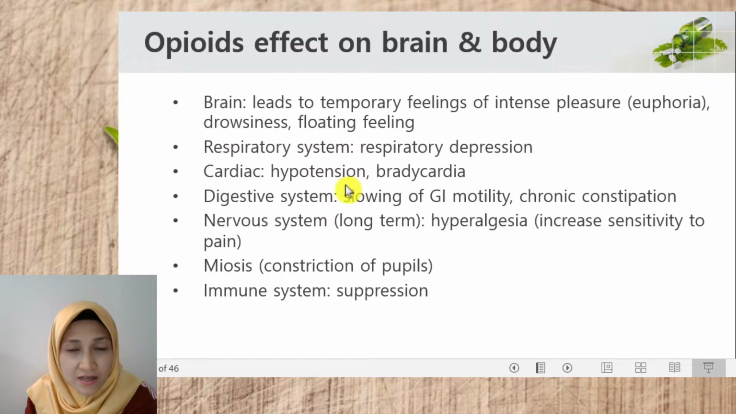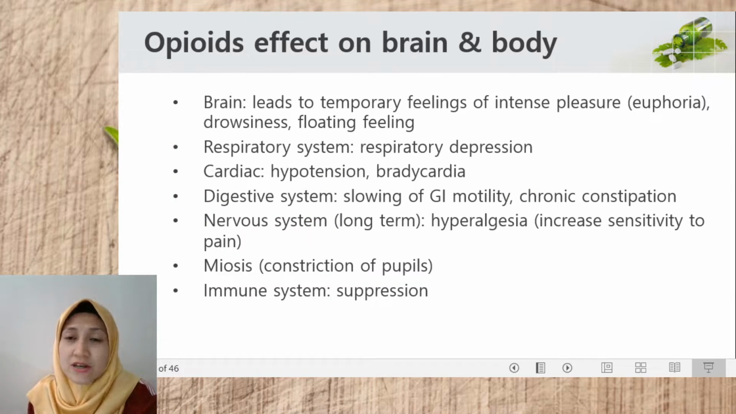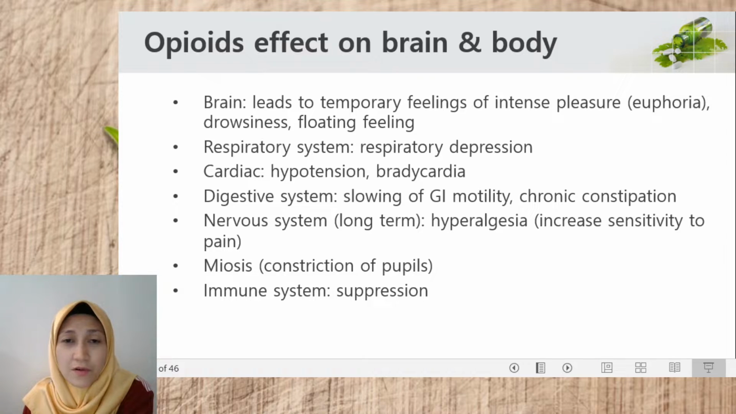And the effect on the cardiac system, it will cause hypotension and bradycardia. Hypotension is low blood pressure. Bradycardia is the slowing down of the heart rate. Opioids also have an effect on the digestive system, in which it will slow down the GI motility, and the users will have chronic constipation. It's not necessarily with the use of morphine or heroin, but also the use of codeine, fentanyl, and other derivatives of opioids. It will also have the same effect.